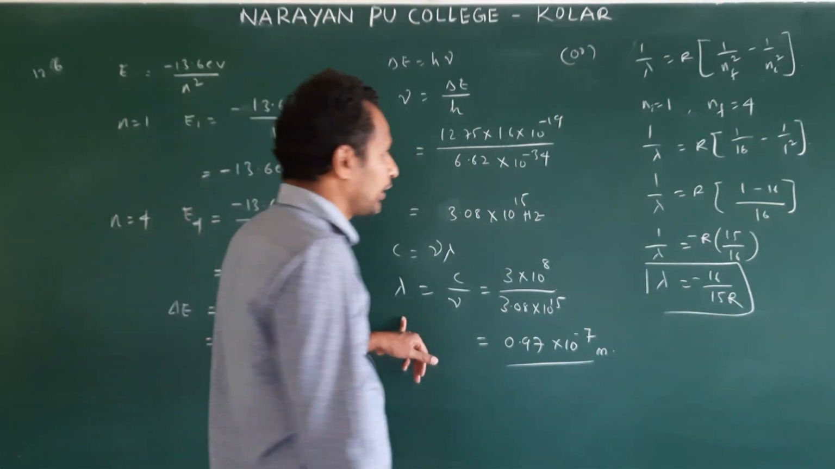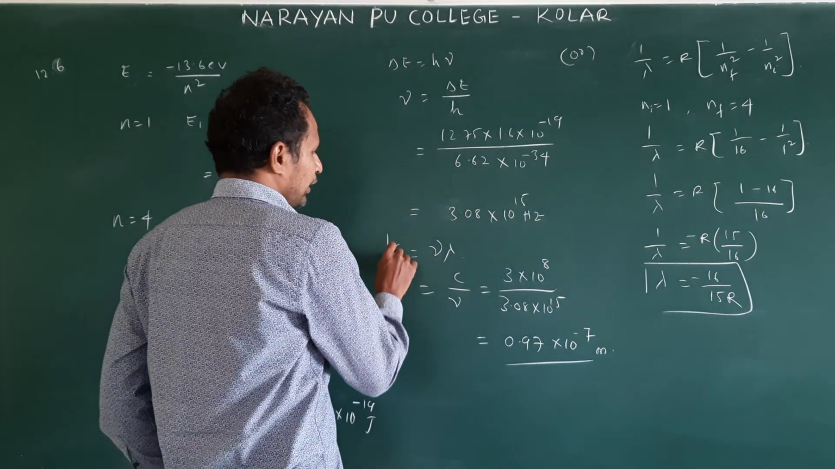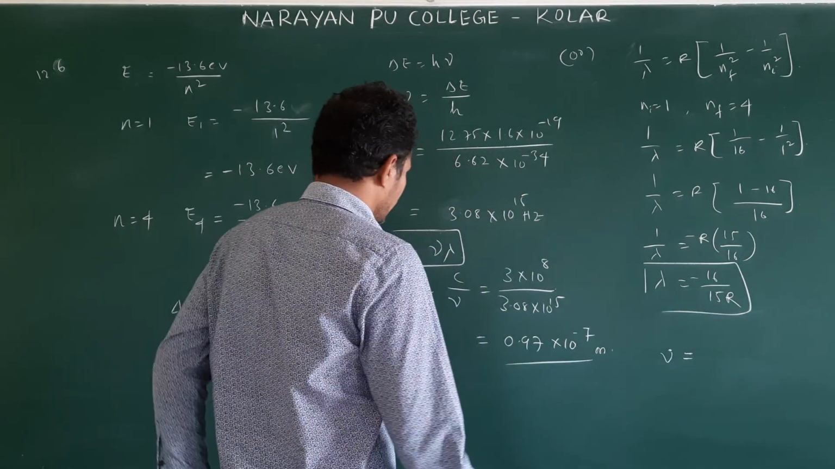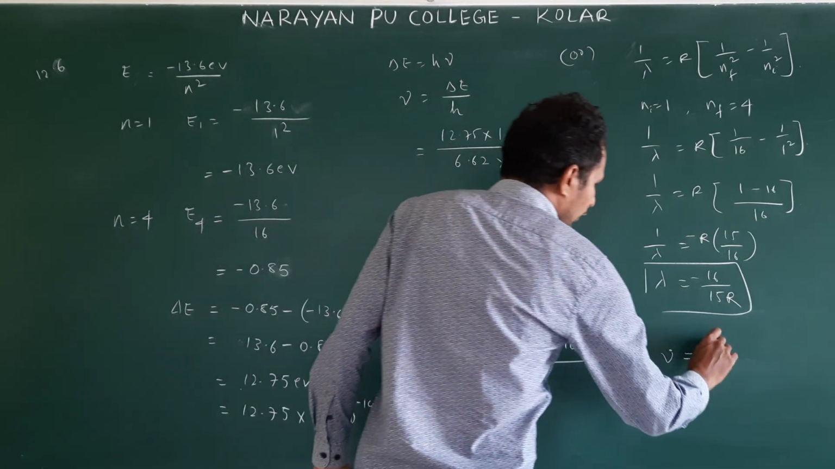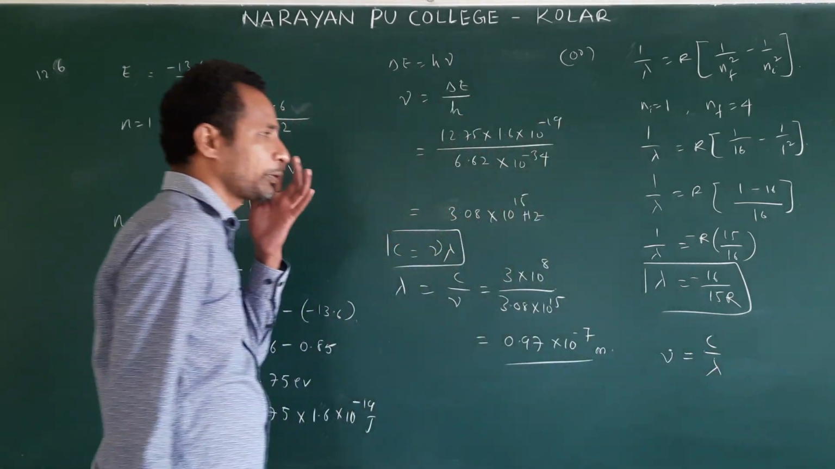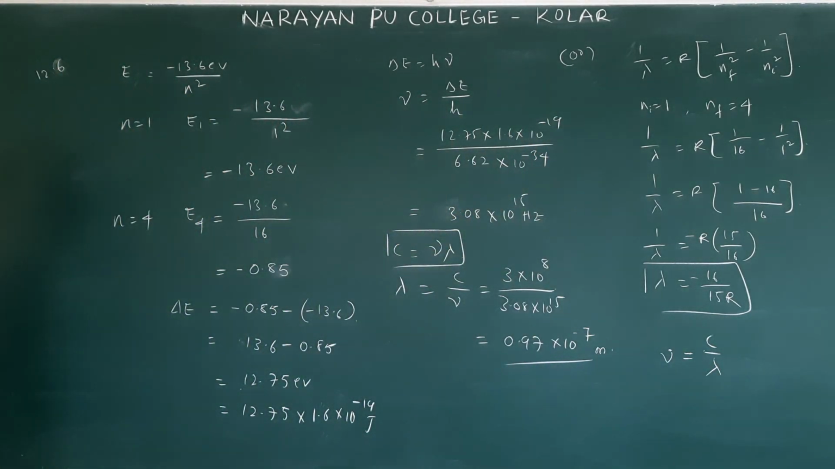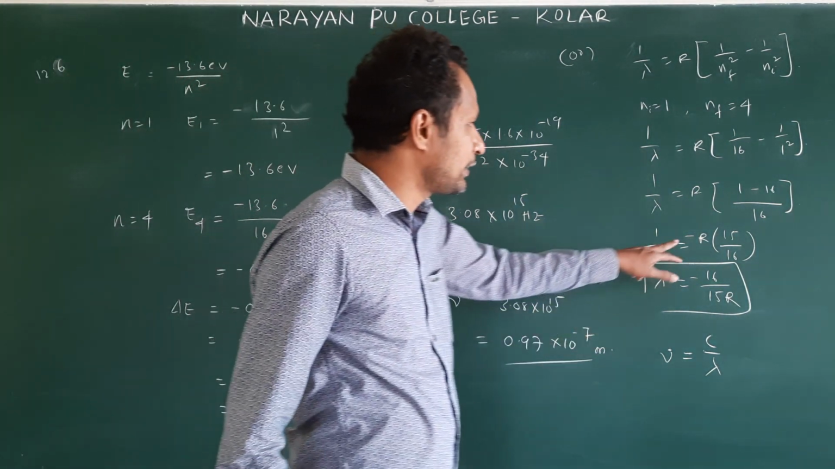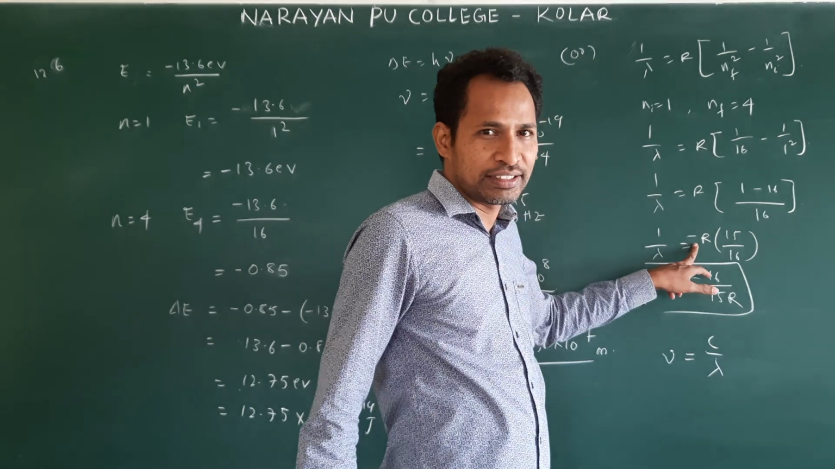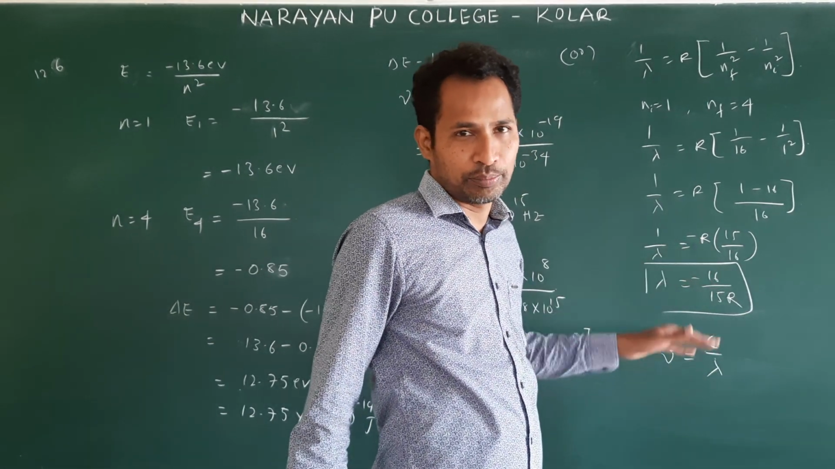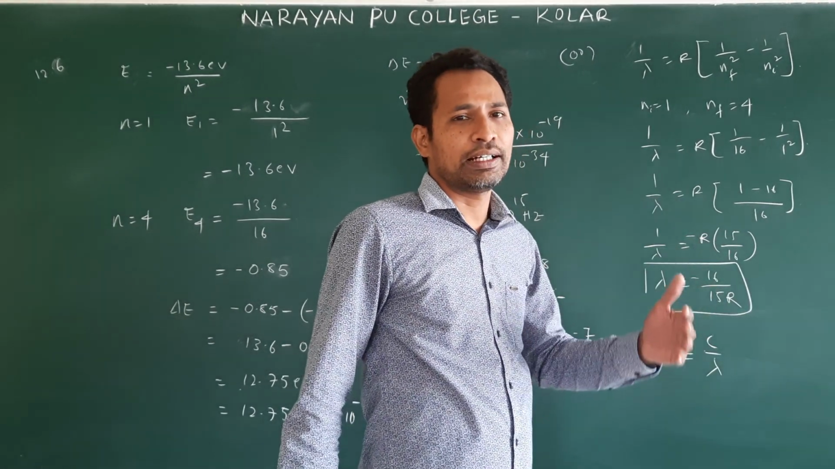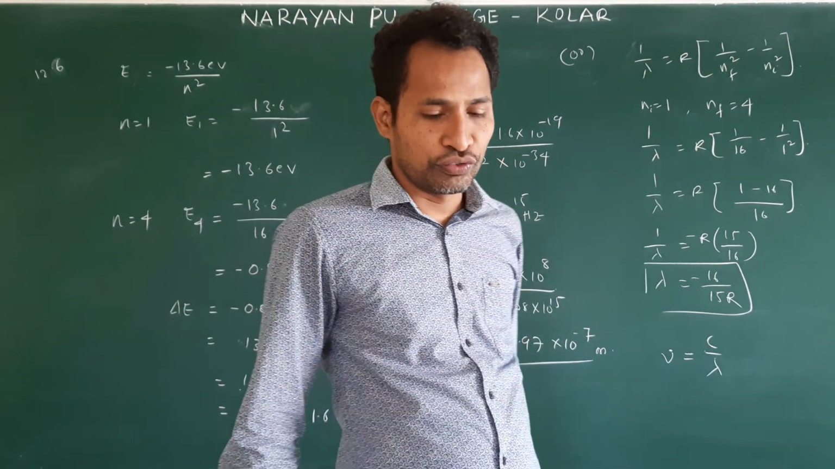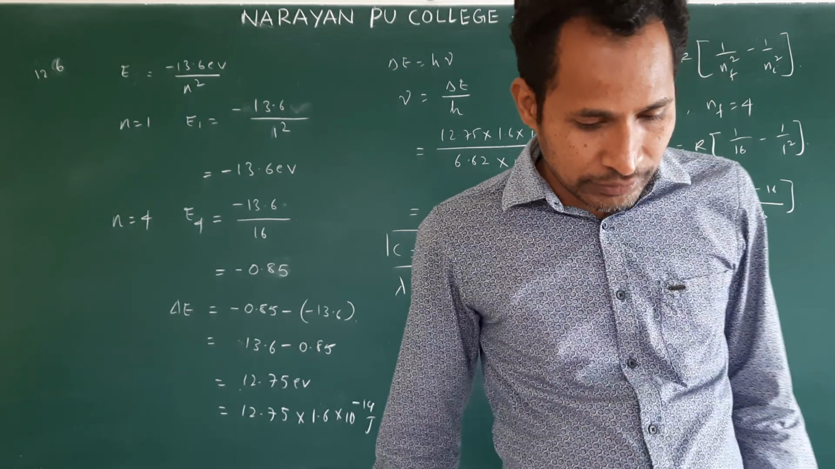Once you get the lambda, what do you use to find the frequency? Again follow this formula. Frequency mu is equal to C by lambda. Same procedure, you will get the same answer. So the minus is coming, don't worry, this minus is absorption of the wavelength. By absorbing light, the photon and the electron jump from the ground state to the n is equal to 4 excited state.